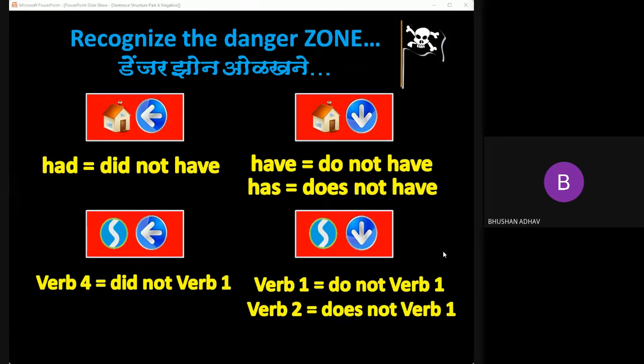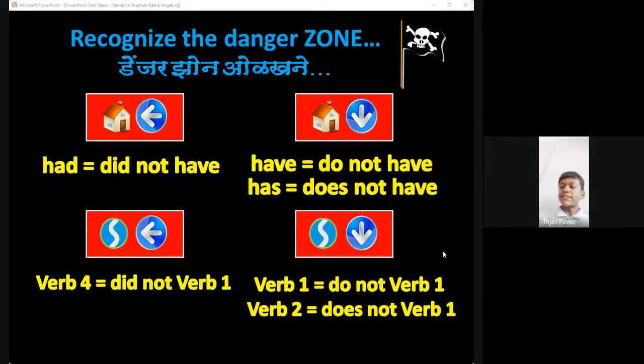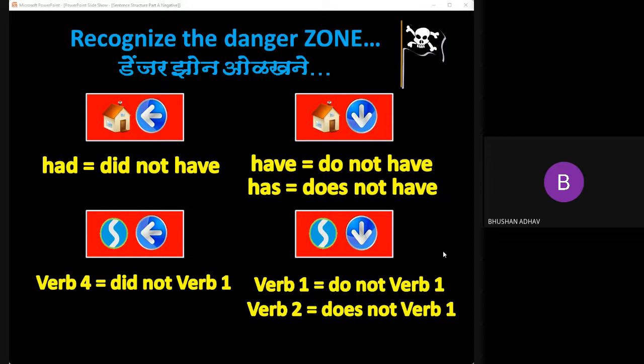Okay, the last two sentences. Who, please? Yes, Tejas, please. You submitted your project on last Sunday. You didn't submit your project on last Sunday. Absolutely. It's a submitted V4. We have to change it into did not V1. Did not V4. So you did not submit your project on last Sunday.